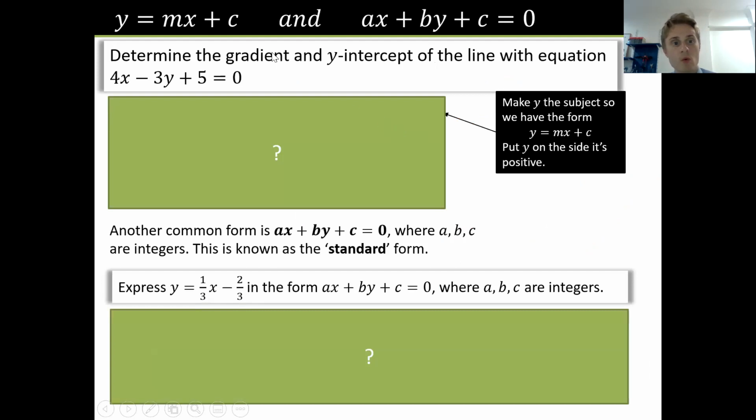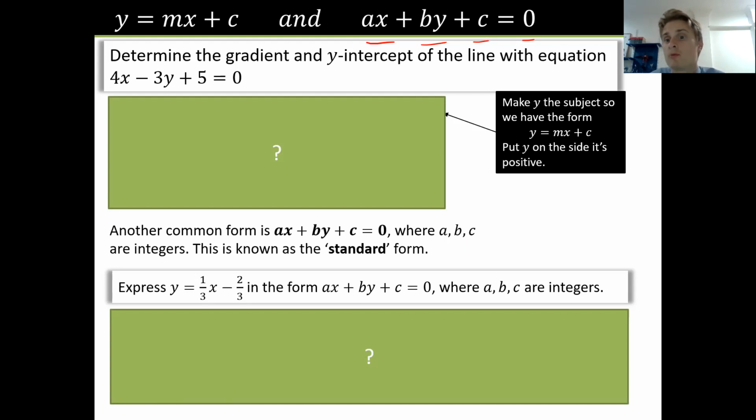Right, so y equals mx plus c. What about this thing here then? Ax plus by plus c equals 0. You may have seen this in the transition booklet. This is just another way to write it. Okay, no new meaning really at all. Just another way of writing it.